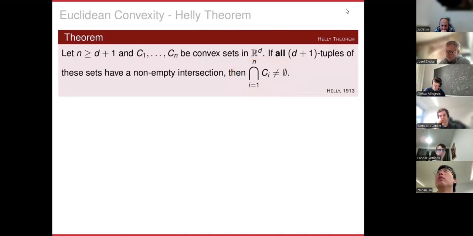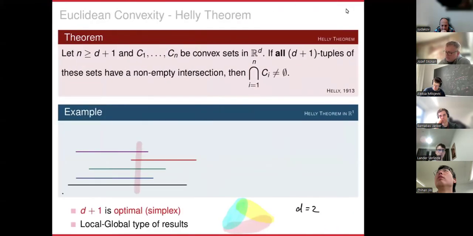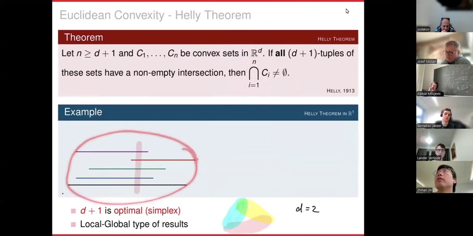Okay? So let's illustrate it, maybe. How does it work in R1? In R1, it says that if I have at least two sets such that any two of them intersect, then all of them must intersect. So it's depicted over here. If you take any pair from these 5 sets, they intersect, and hence this is an example of the common intersection of all of them. It's actually a very nice and interesting exercise to prove it, at least in R1. One can have fun with it, showing that it's true for every n.